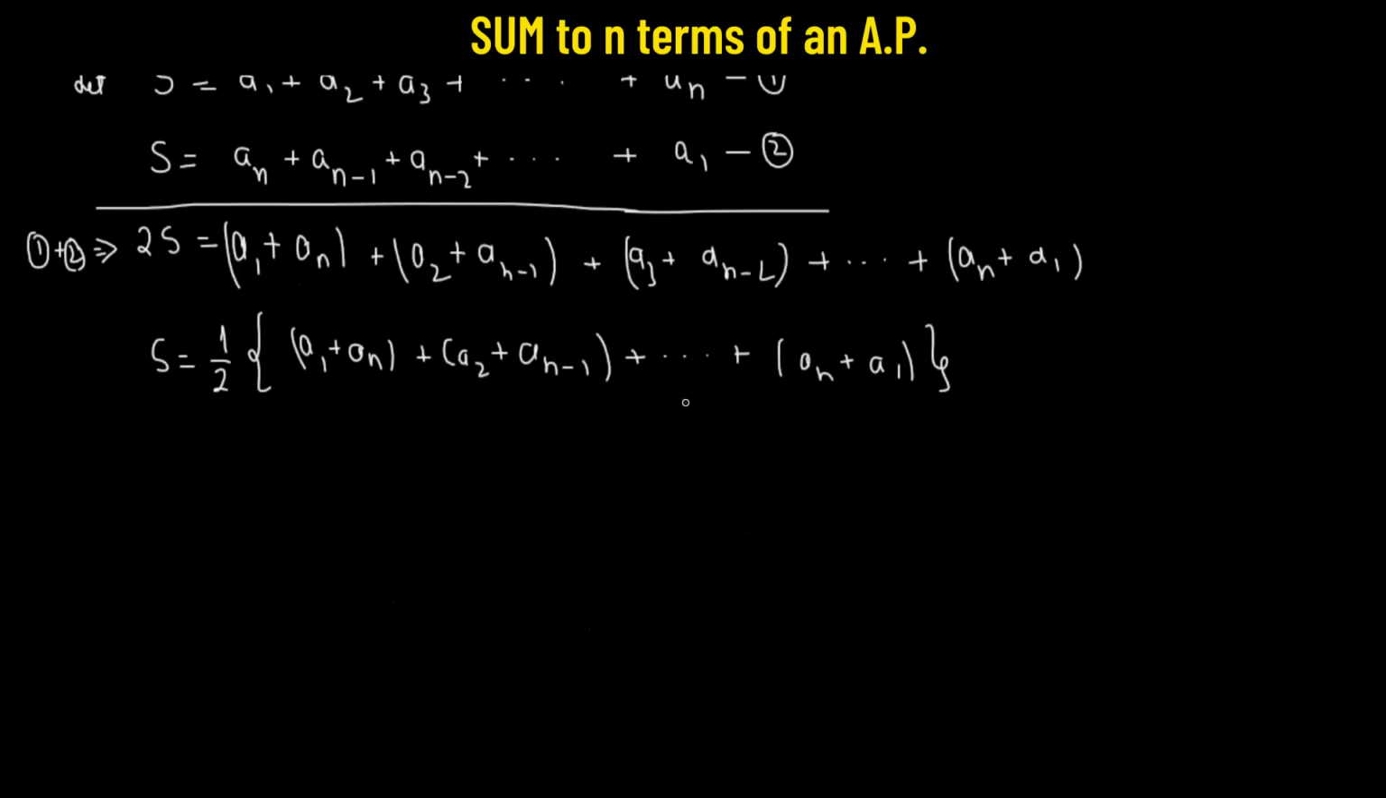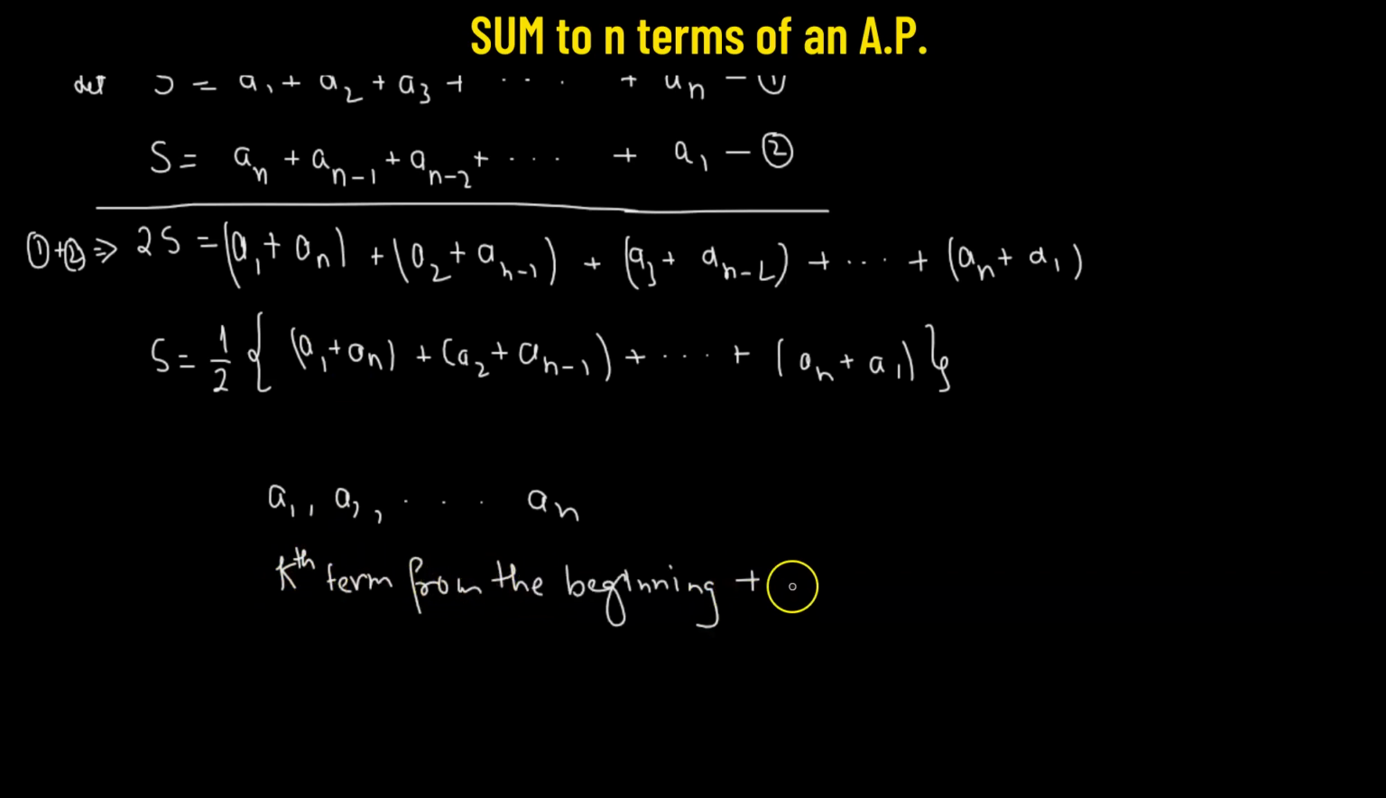Now we're going to use a theorem. The theorem states that if we have an arithmetic sequence a1, a2, and it goes all the way up to an, if we consider any term from the beginning and add it to the equivalent term from the end, meaning let's say we are considering the kth term from the beginning, and add this to the kth term from the end, the sum is always going to be equal to the sum of the first term and the last term.